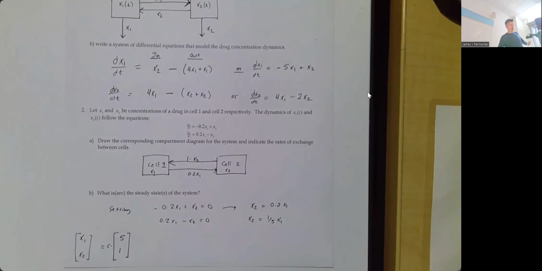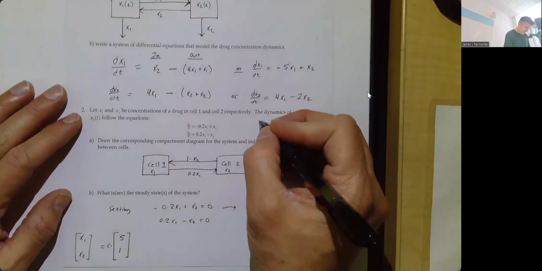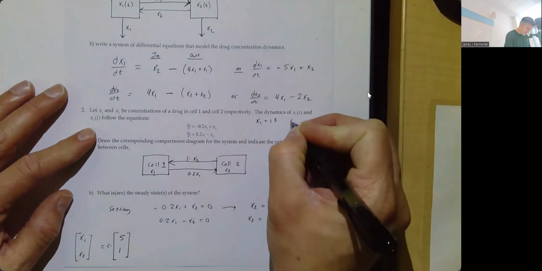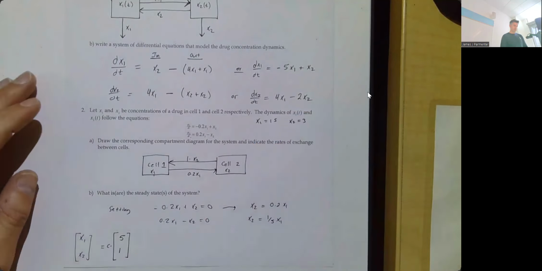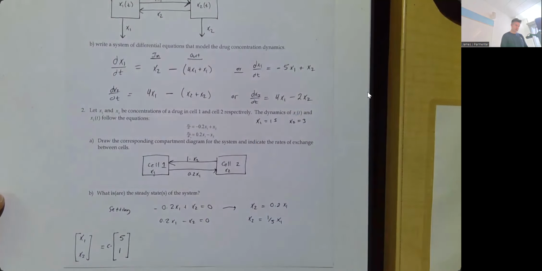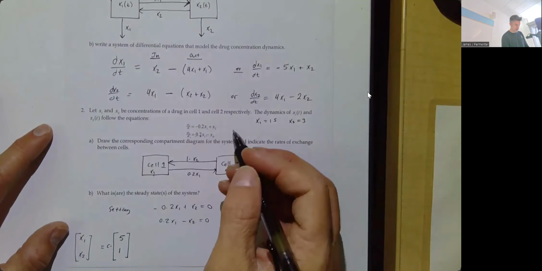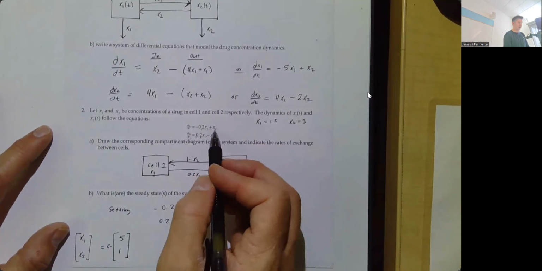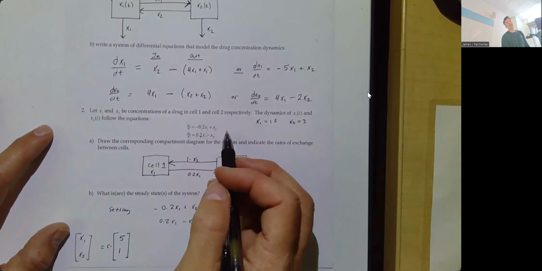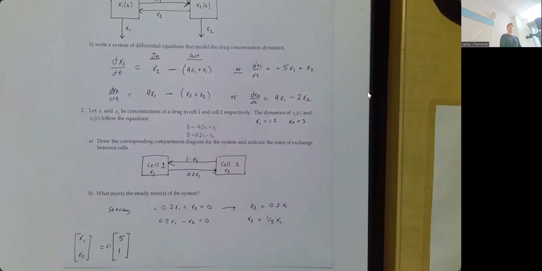Just to put some numbers in there, for example, if I pick X1 equal to 15 and X2 equal to 3, does that work? Yeah, it works. If I plug in 15 here, I get 0.2 times 15, which is 3, minus 3, that's 0. If I plug in 15 here and 3 here, I also get -3 plus 3, which is 0. That's what a steady state is, just where it's equal to 0.